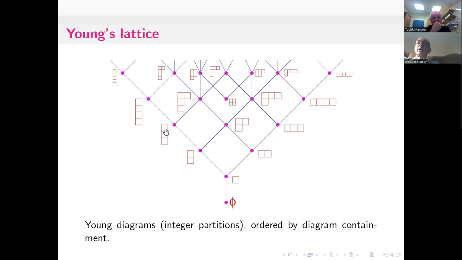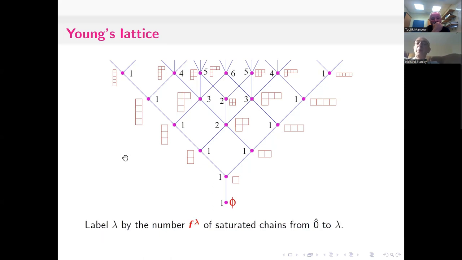Or equivalently, lambda is less than or equal to mu if lambda_i is less than or equal to mu_i, where lambda_i is the ith part of lambda. Well, most of you probably know this poset has a lot of nice properties. If we put in these numbers, f lambda, the number of saturated chains from the empty set to lambda, here's what they look like. In Young's lattice this is usually denoted f lambda.